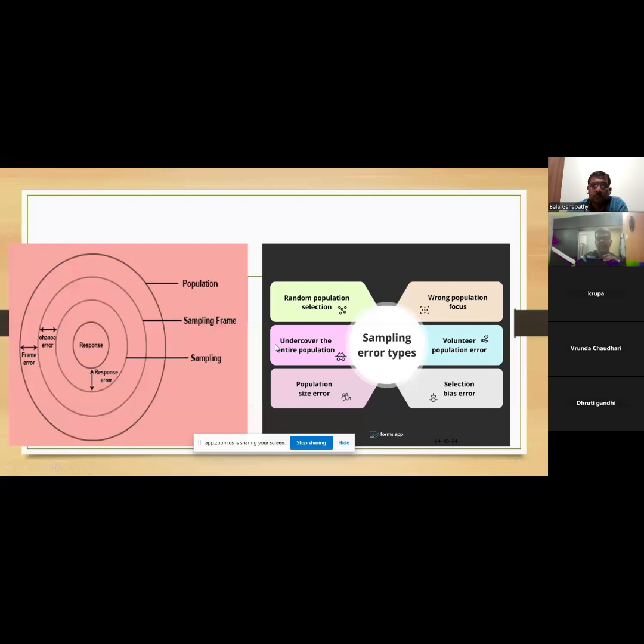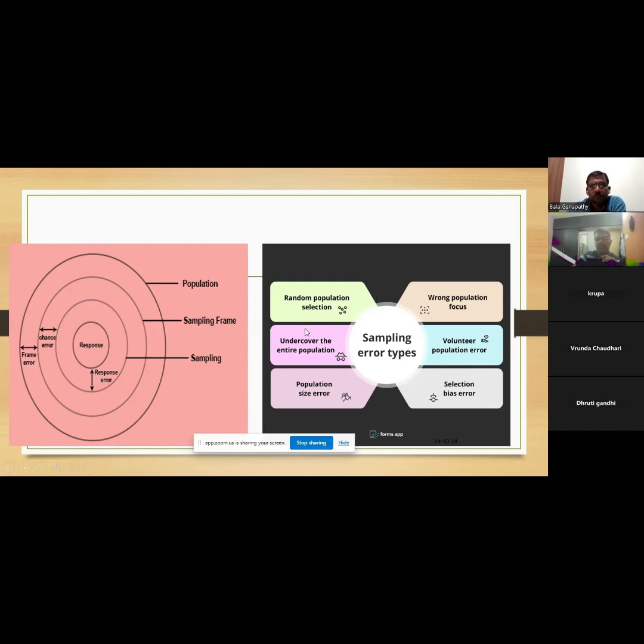Sampling error types: random population selection, that is one error. Not covering the entire population, population size error, wrong population focus, volunteer population, known persons involved in the data collection. Selection bias. What is selection bias? Selection by the researcher, where you don't use any randomization. Simply you select whoever is present at 9 o'clock and collect data from them. That is selection bias.